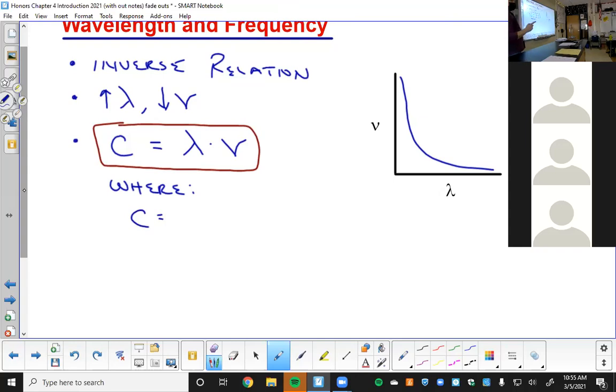Now, C is something that you're familiar with. Anybody know what C is going to represent? You've heard about it or seen it in other equations, not necessarily in my class. But you've heard about it in E equals MC squared, Einstein's famous equation. Anybody got an idea what C is?